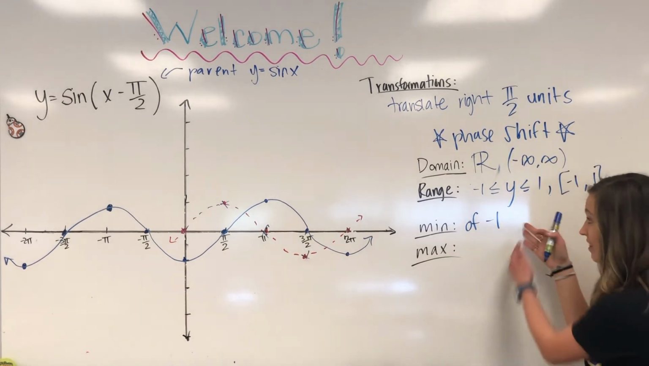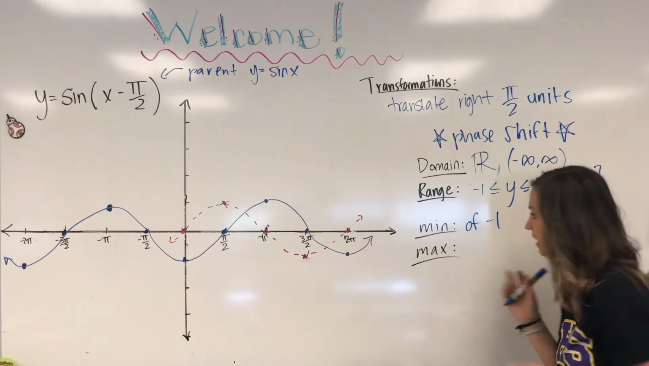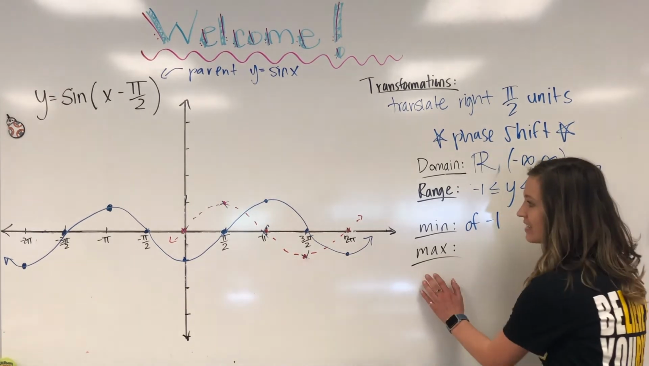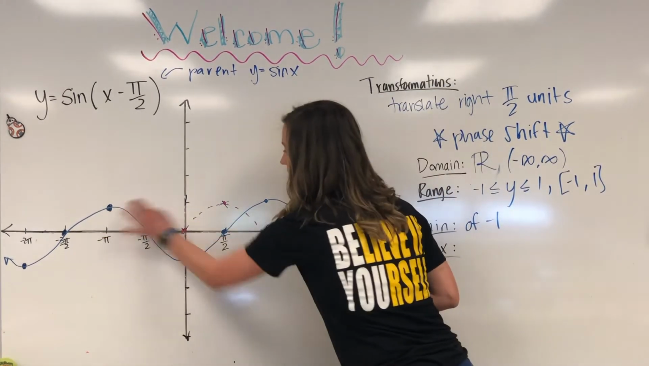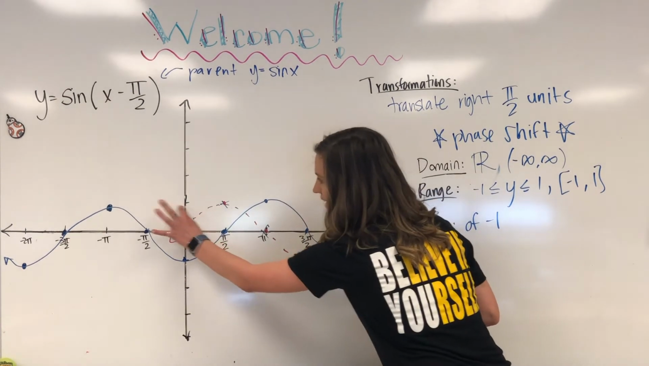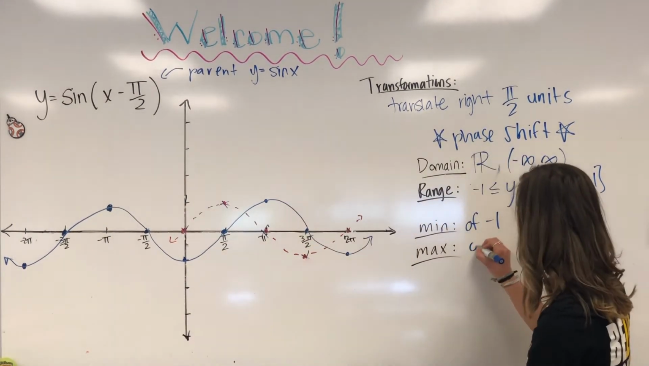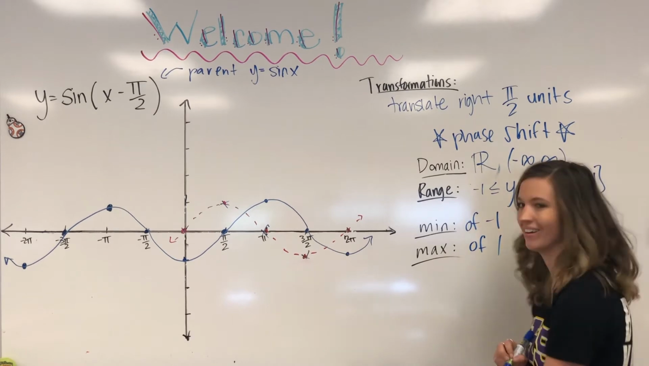Usually we would say "at" and list all the x values. There's gonna be too many to list, so we're just gonna say min of -1. Same with our maxes. Maxes look like mountains, they're up here. So we have the max at 1 repeating over and over again, so we're just gonna say max of 1.